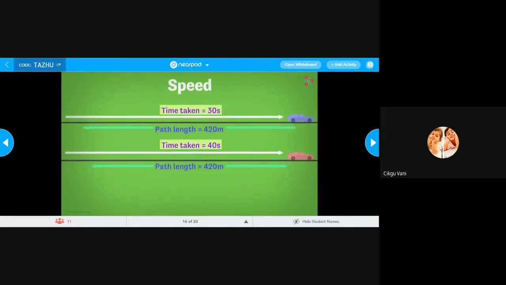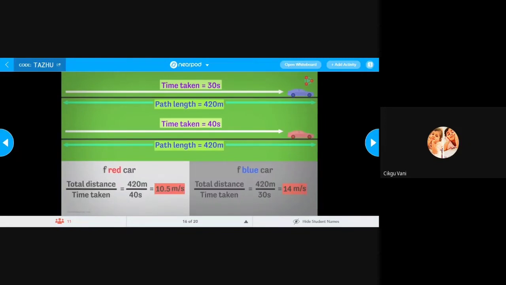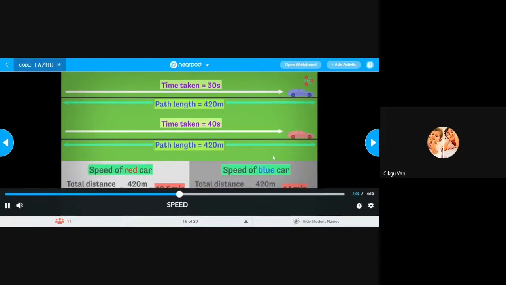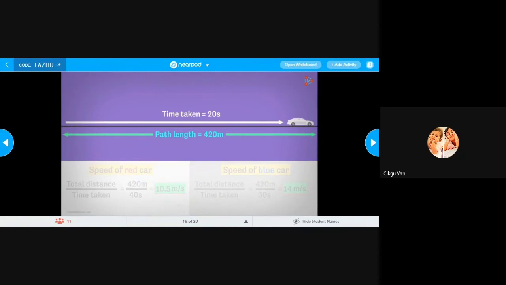Let the length of this path be 420 meters. This path length is nothing but the distance that the car travels in a given amount of time. Now for each object, if we take the ratio of the total distance covered and the time required to cover that distance, we will get this. This ratio is called the speed of the object. Yes, speed is distance over time. Since this ratio is greater than this one, it means that the blue car traveled with greater speed. Let's bring in a third car which covers the same distance in 20 seconds. So what is its speed then?